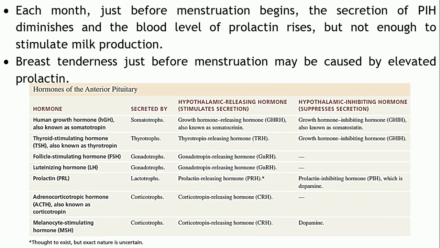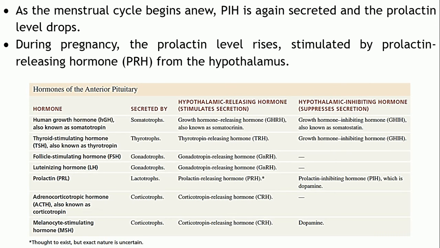So during the menstrual cycle, as the menstruation begins, the secretion of the PIH, that is the prolactin inhibiting hormone, will be decreased. So as a result of this, what will happen? The levels of prolactin will rise, right? It's an inhibiting hormone, so what will happen to prolactin levels? It will increase. So this will produce tenderness in the breast during the menstruation. Milk production will not take place, but tenderness will be produced.